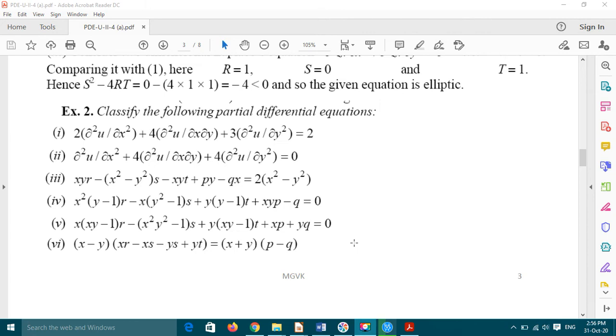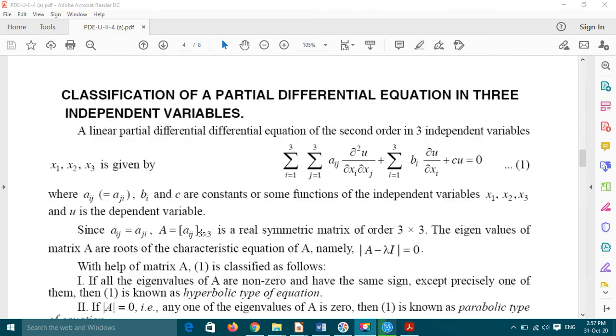Now here we are giving you some problems based on these ideas. You solve them and classify which type of differential equation each will represent. So this is an exercise for you.